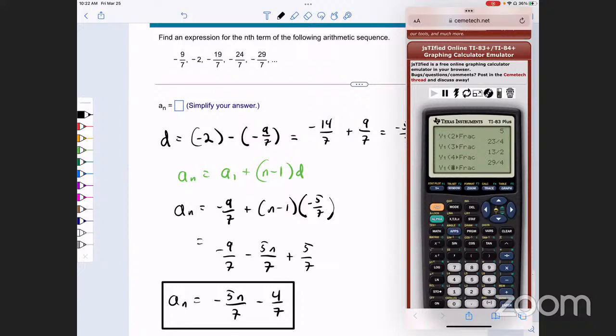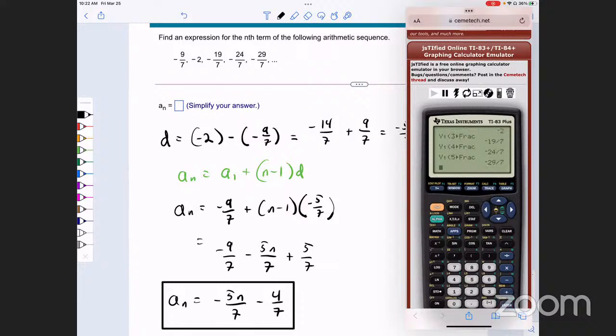For instance, when n is 1, we should get negative 9 by 7. Then when n is 2, we should get negative 2. And then let's just check a few more. Should get negative 19 by 7. When n is 4, 24 by 7. And let's just do the last one.